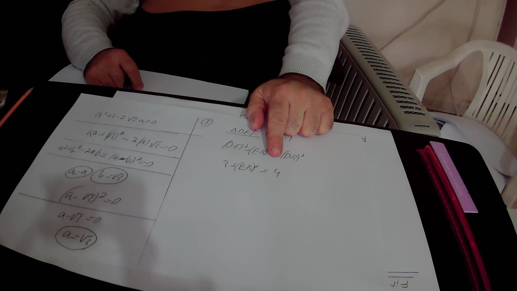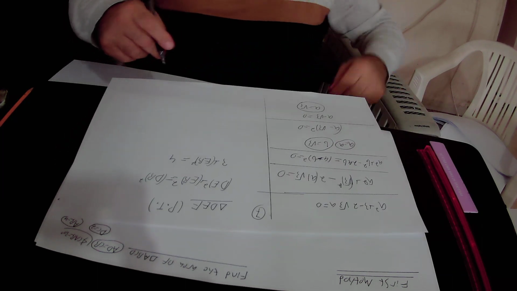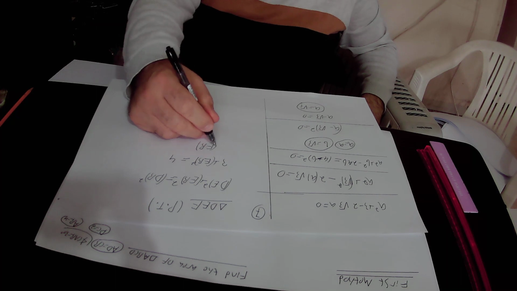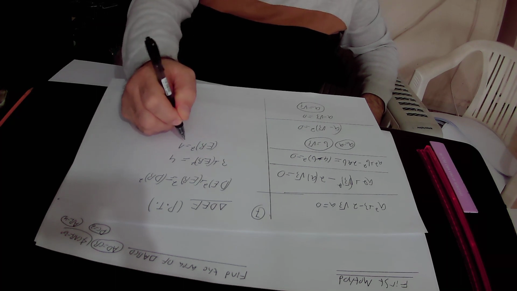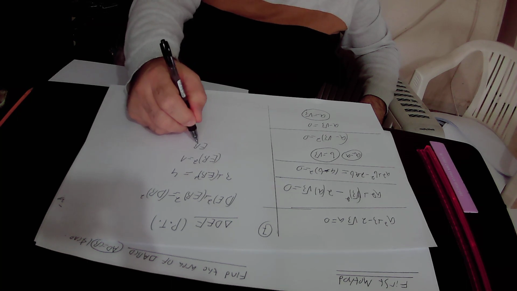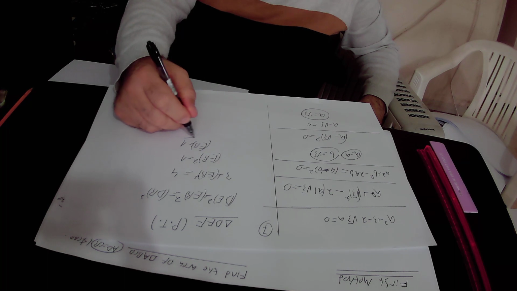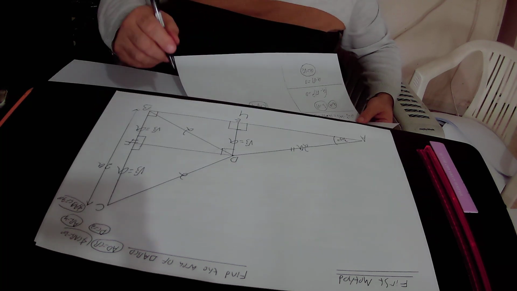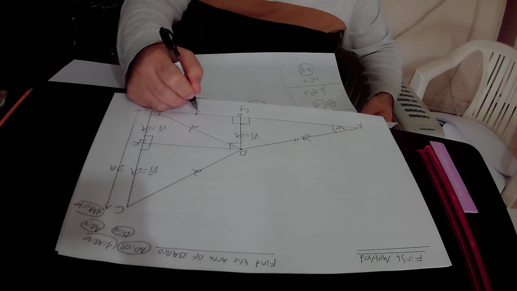We will subtract 3 from this equation, and we will get that EB square equals 4 minus 3, which is 1. EB square equals 1. We will take a root of this equation, and we will get that EB equals the square root of 1. The square root of 1 is 1. So we found out that EB equals 1. We can write here that EB equals 1.